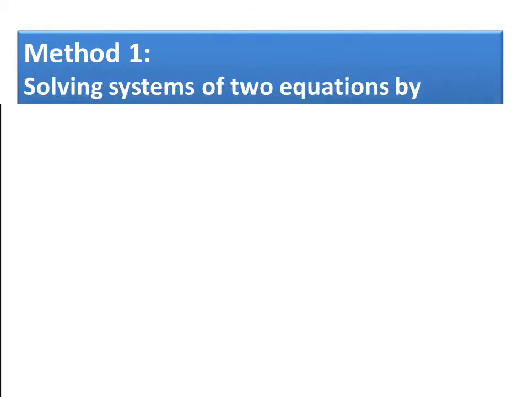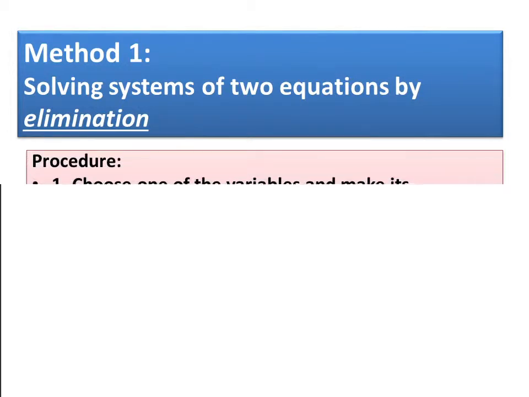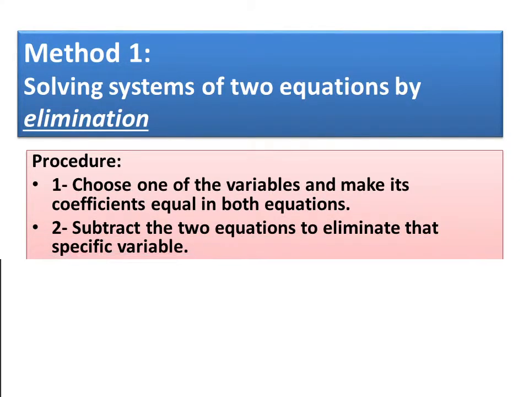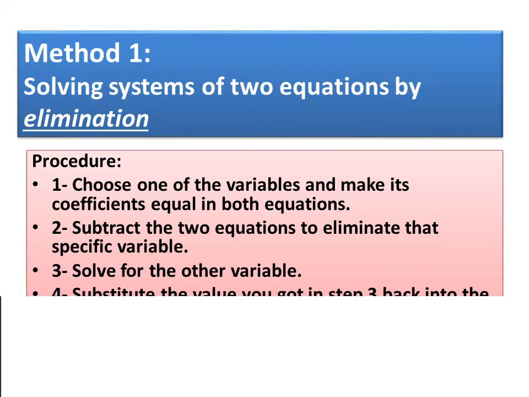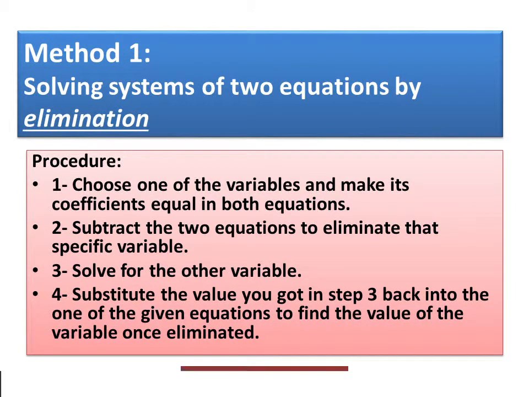Method 1, solving systems of two equations by elimination. We have a procedure to do that. We first choose one of the variables and make its coefficients equal in both equations. Then we subtract the two equations to eliminate that specific variable, and we solve the equation for the remaining variable. We take the value from step 3 and substitute it into one of the given equations to find the value of variable 1.